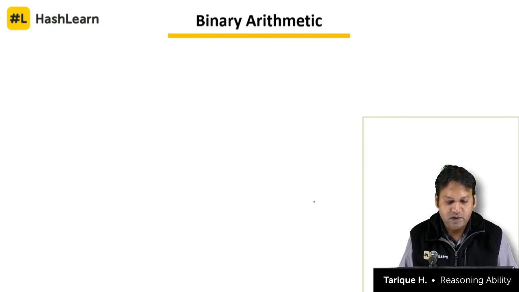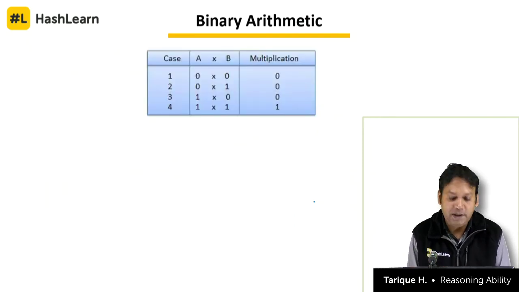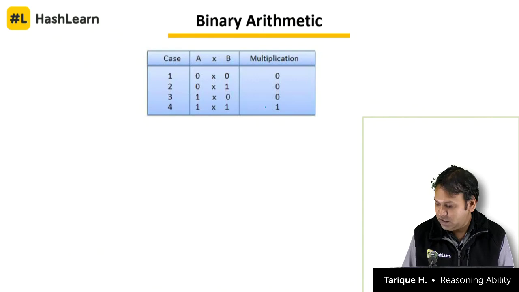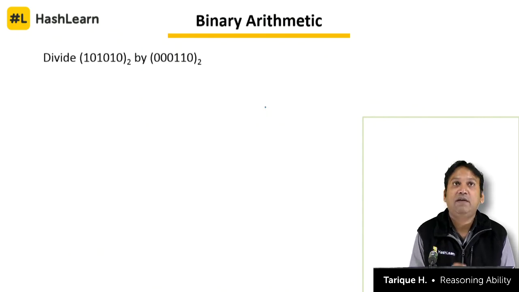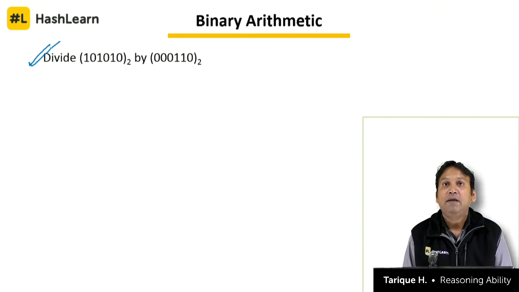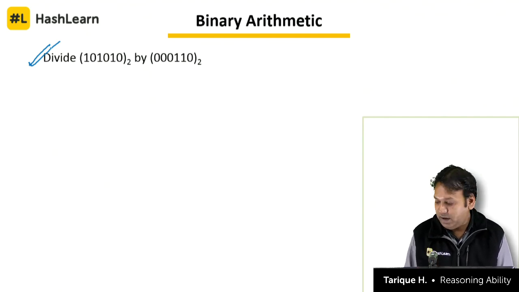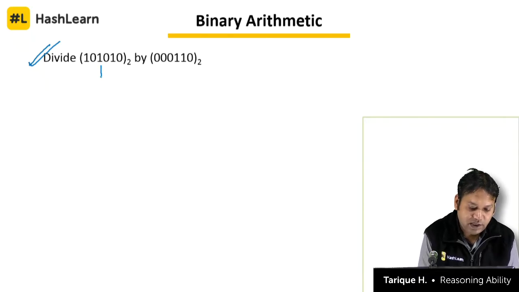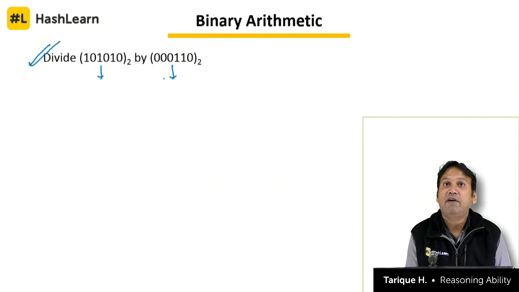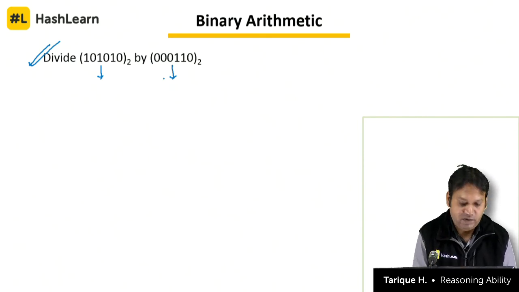Now let us look at multiplication. 0 into 0 is 0, 0 into 1 is 0, 1 into 0 is 0, and 1 into 1 is 1. That is about multiplication. And let us do a division now. Let us see how we divide in binary. So the best thing to do for dividing in binary is to convert these numbers into the decimal equivalents and then do the division and then convert them back into binary. That is the best way of going about it.